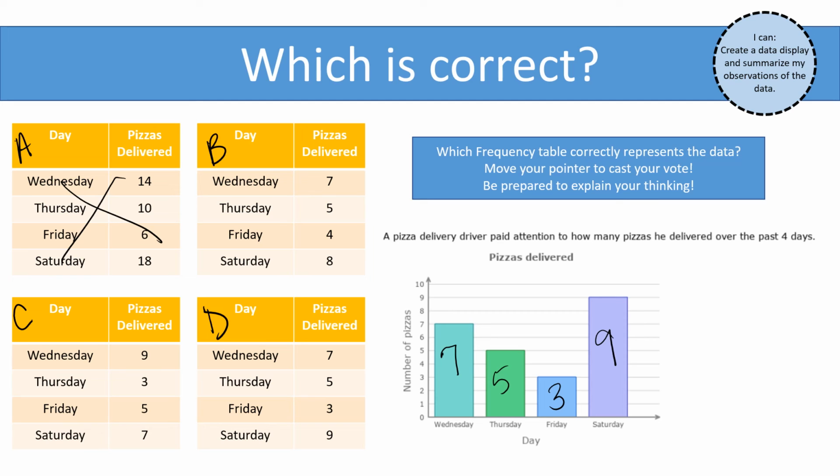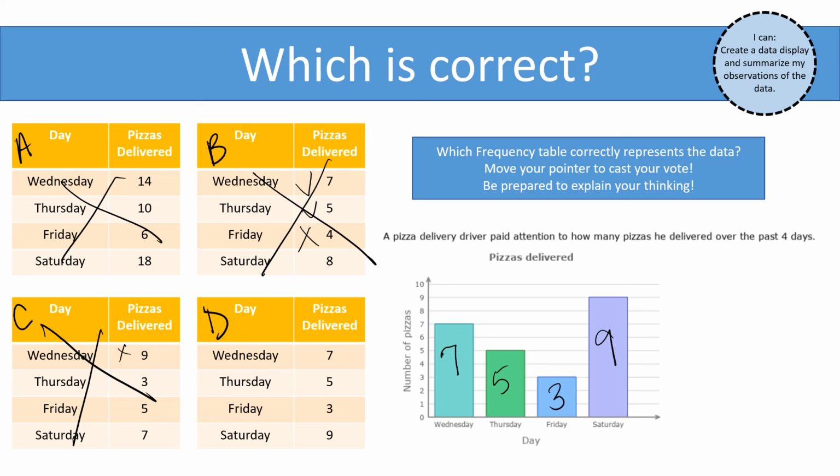B, Wednesday 7, that is correct. Thursday says 5, that is correct. Friday, it says 4 over here, but we have 3 right here. So that's not correct. So we don't even need to go through it anymore. Let's go to C. It says Wednesday there were 9 pizzas delivered. If we go back to our chart, we have 7 pizzas on Wednesday. So that's not correct. So we automatically know that's not correct. So we're not even going to waste the time going back through it.